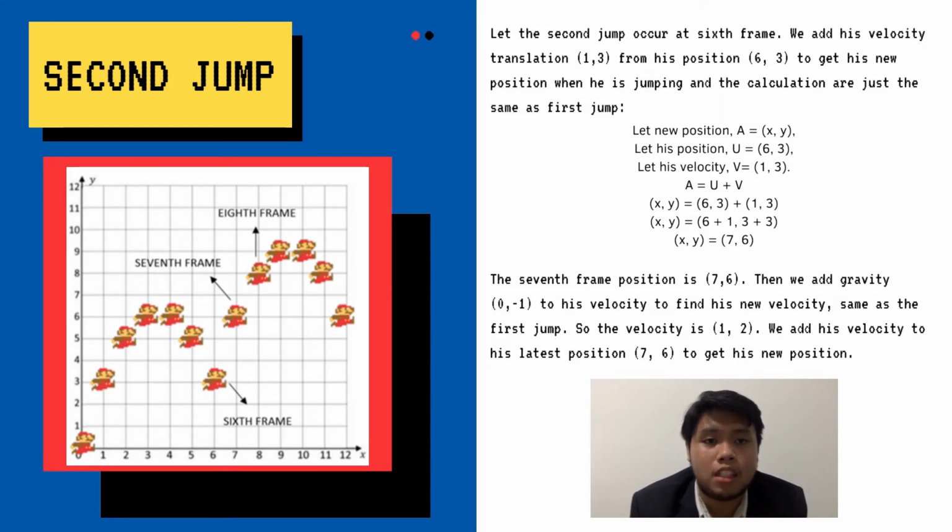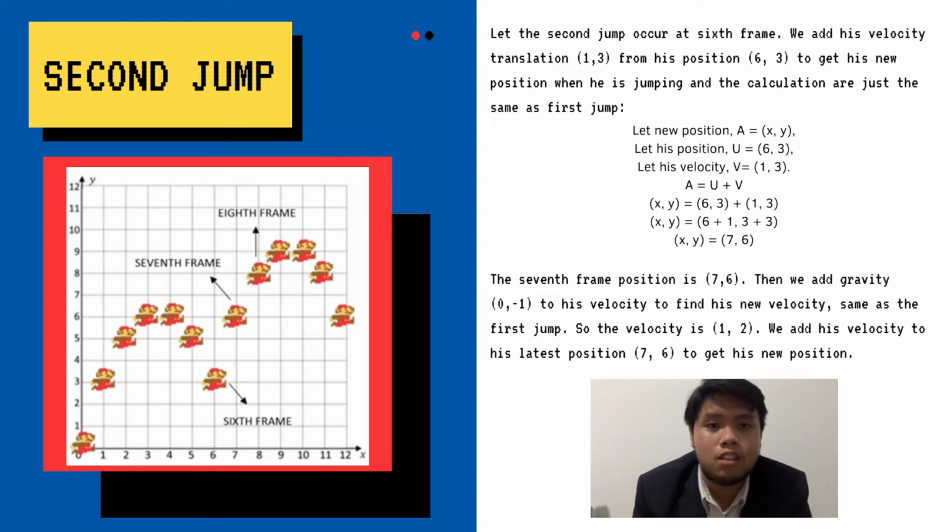We let the new position be a equals to xy. Then we let his position be u, which is at the point (6, 3), and we also let his velocity be v equals to (1, 3). Then we add his position with the velocity to get his new position, or you may also refer to the slide on the top right on how the calculation happens. We will get his new position, which is the 7th frame, (7, 6). Then we add gravity (0, -1) to his velocity to find his new velocity, which is just the same as the first jump steps. So the velocity is (1, 2).